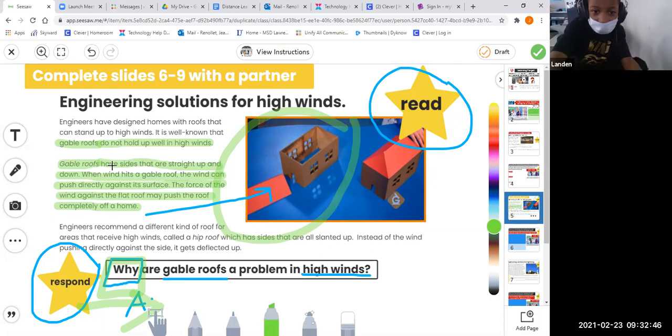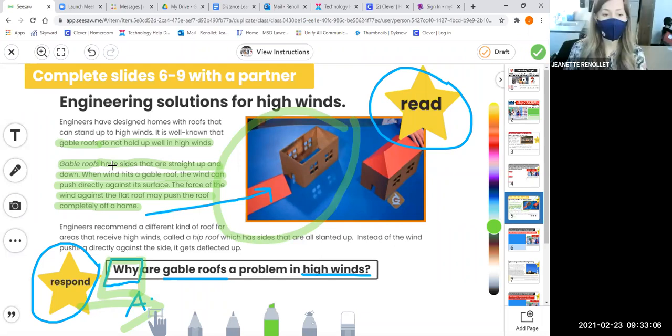I said that because all of the other roof had fell off because it didn't have the little edges on it where the wind could blow off. So if the wind can blow off the edges, the wind won't blow off the roof like it did to the other one. Okay, thank you, Landon, for sharing.